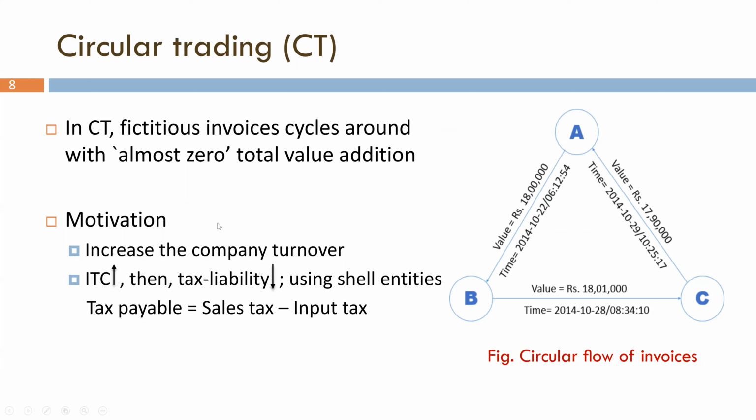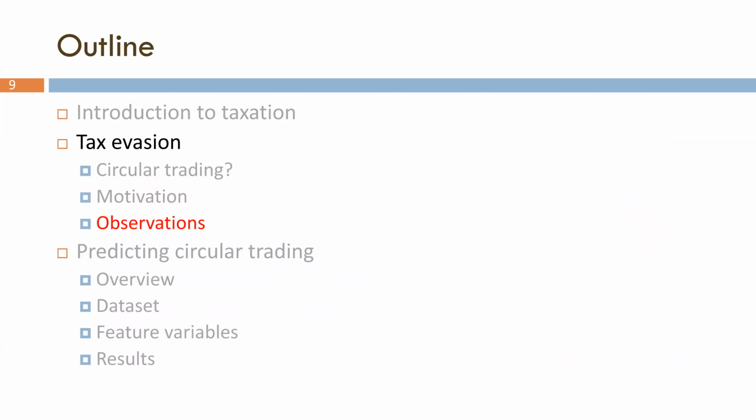The motivation behind this is to increase the company turnover for availing loans from banks and non-banking corporations, and to decrease the tax payable amount, that is, to decrease the tax liability. Because if we increase the ITC, that is the input tax credit, then from this equation it's clear that the tax payable will be less. And they do this by using shell or dummy companies. These are the two motivations behind circular trading.